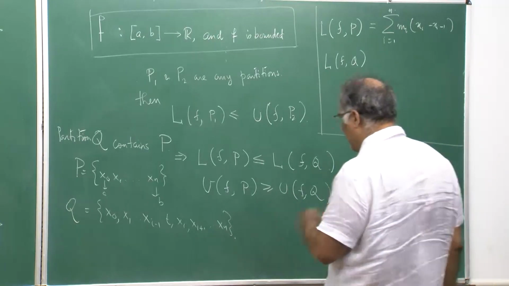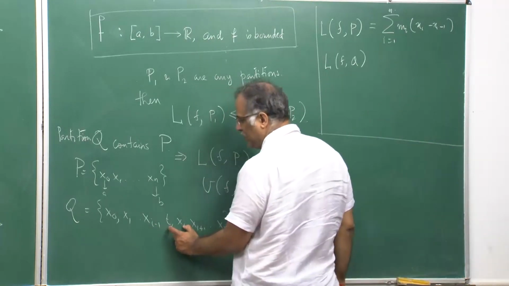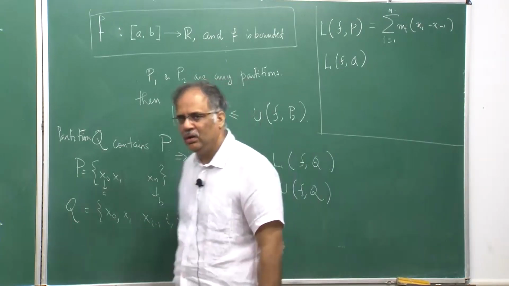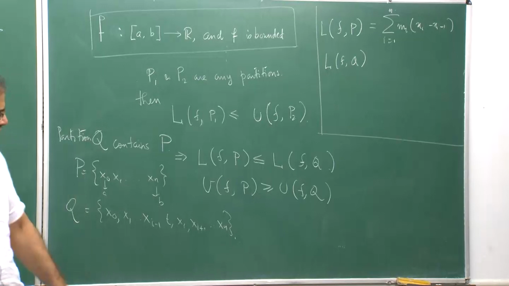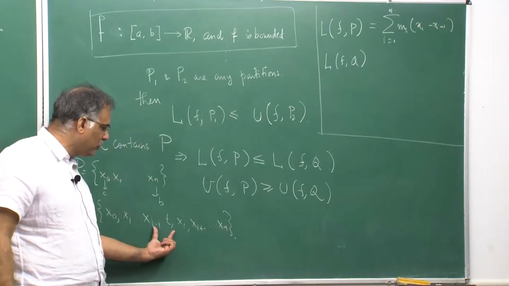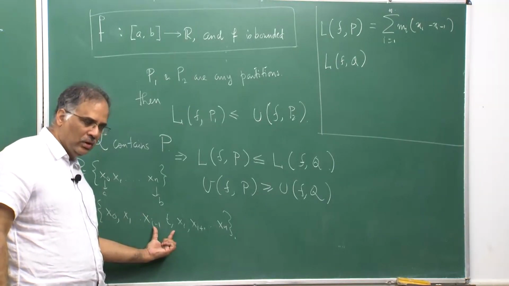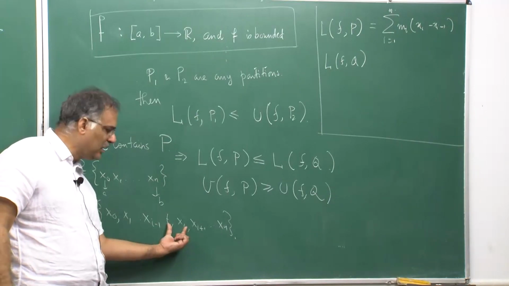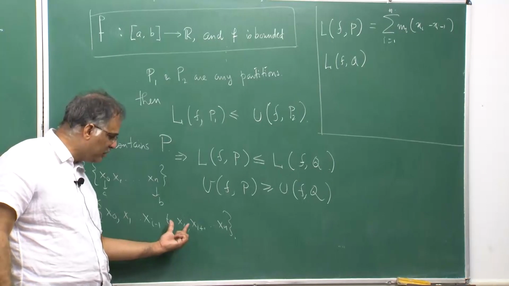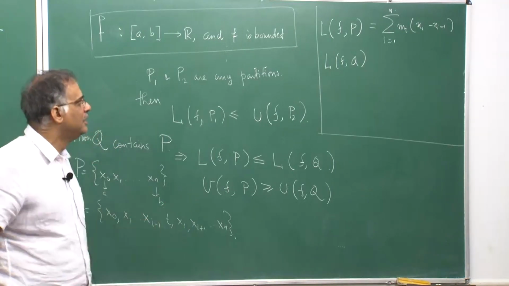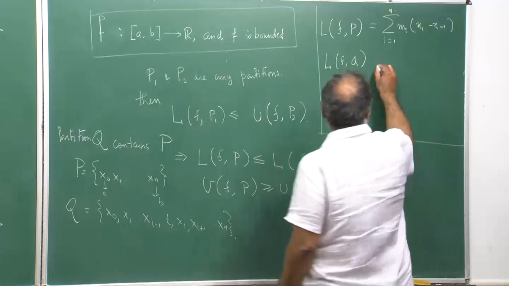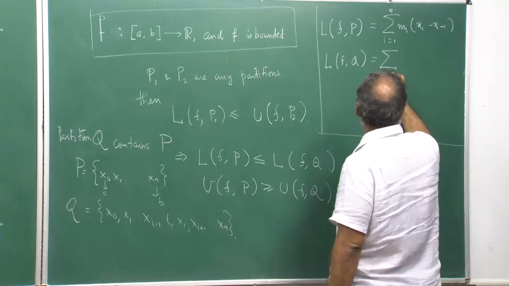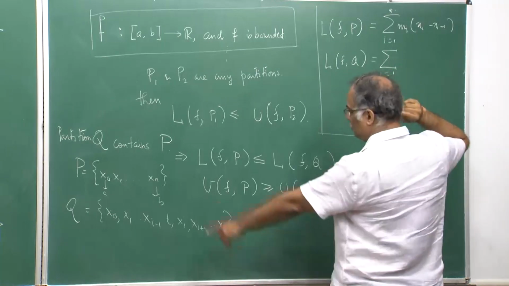Now here I have two partitions to be now added, xi minus 1 to t and t to xi. Now the minimum over xi minus 1 to t has a minimum also, but that minimum is bigger than the minimum over the whole interval. Similarly for this interval, the minimum here is greater than or equal to the minimum over the big interval. So LFP has something like this.